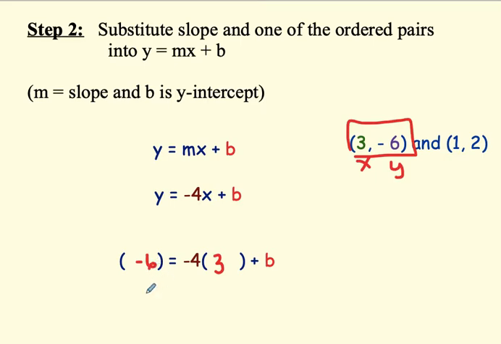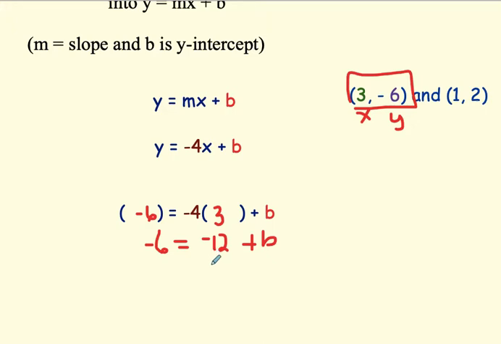And then I'm just going to do some easy math right here. I am going to go negative 4 times 3, which is, I believe, negative 12. And then I'm going to add 12 to both sides. And when I add 12 to both sides, I am going to get 6.